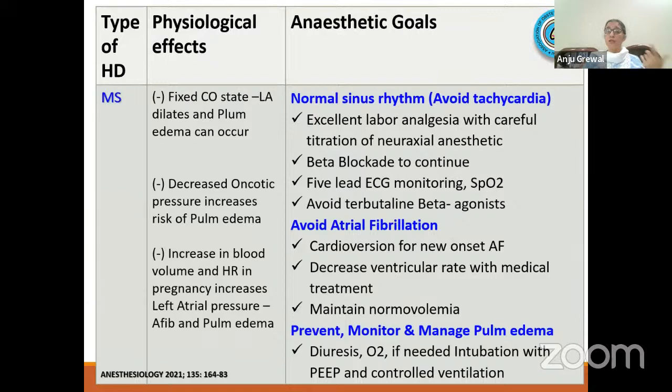If there is a new onset atrial fibrillation with hemodynamic compromise, cardioversion is the mainstay of therapy there, right? Otherwise, we can use medical treatment. We need to remember that amiodarone is not used in pregnancy. It's a drug that is relatively contraindicated because of its fetal effects. We need to really prevent and monitor and be on a lookout. And if there is pulmonary edema, manage it diligently by diuresis, of course, and oxygen.